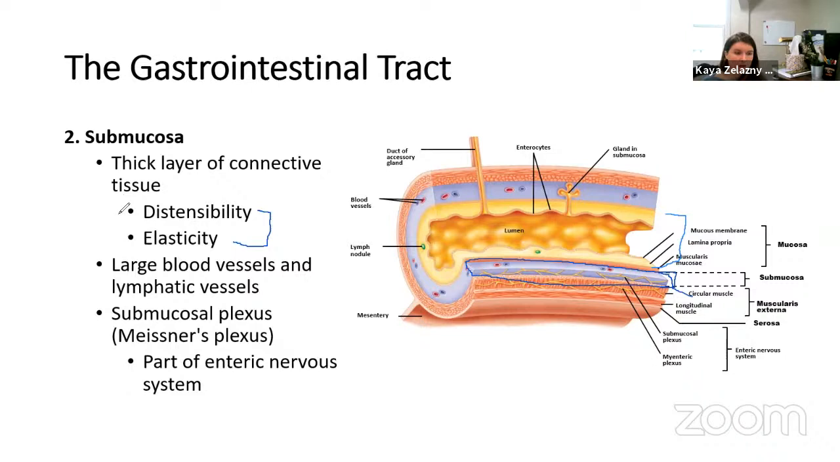It does have large blood vessels and lymphatic vessels passing through it. So now we can see those here. So we have some large vessels.